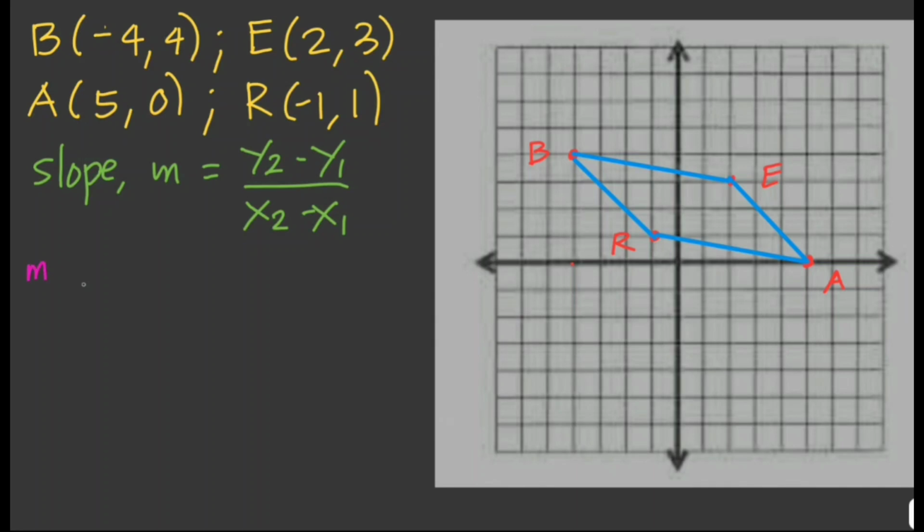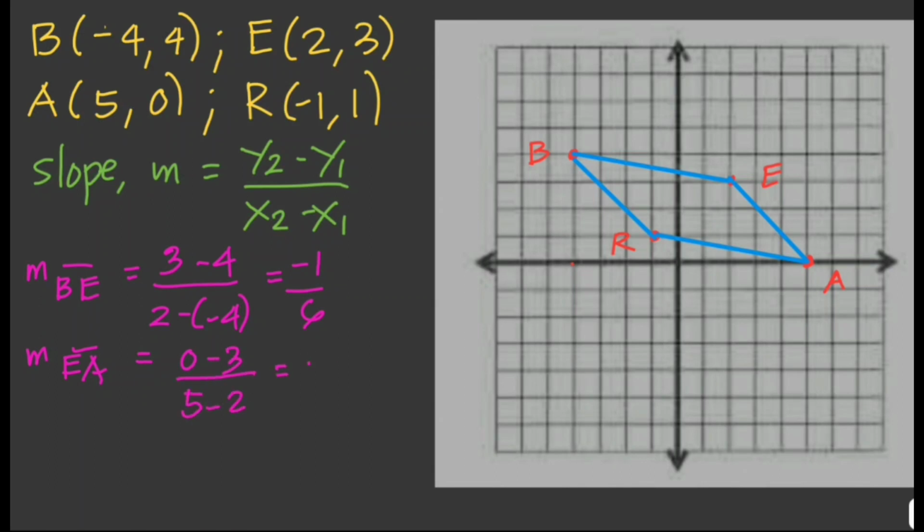So the slope of points B and E, or segment BE, is just y sub 2 minus y sub 1 over x sub 2 minus x sub 1. So this is 3 minus 4 over 2 minus negative 4, so this is negative 1 over 6. So that is the slope of BE. Now the slope of EA, points E and A, that would be 0 minus 3 over 5 minus 2. So this is negative 3 over 3, which is equal to negative 1.